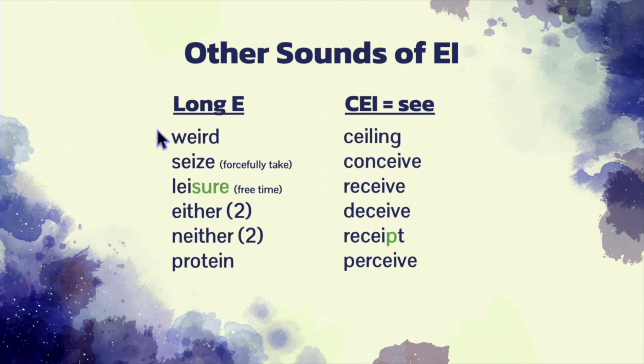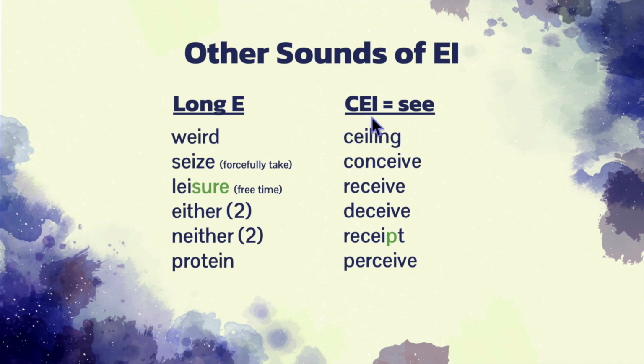Here are some words where EI has a long E sound, like in weird. Seize. Seize means to forcefully take something or someone. Leisure. Notice that this SURE is pronounced zhure. Leisure refers to free time. This word could be pronounced with a long E sound as either, or with a long I sound as either. The same with this word. It can be neither or neither. And here we have protein.